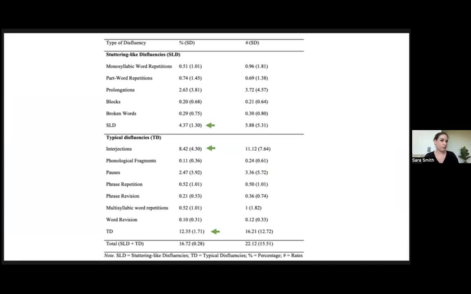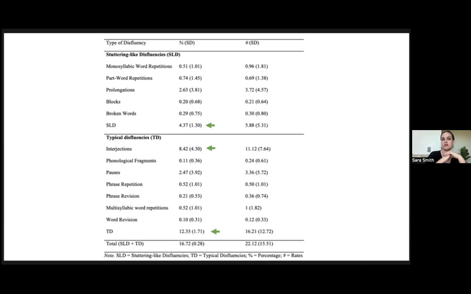So anytime you're moving above 4%, that's sort of on the high end of normal. And if you're getting up to like a 7%, that's sometimes what clinicians use for a threshold. So you can see here that we see higher rates of interjections, more stuttering-like disfluencies, again, on the high side. And for typical disfluencies, again, we're kind of on that high end. So that lets us know there's really something worth exploring here, because we don't necessarily think that any of these learners, all these learners don't have an IEP.